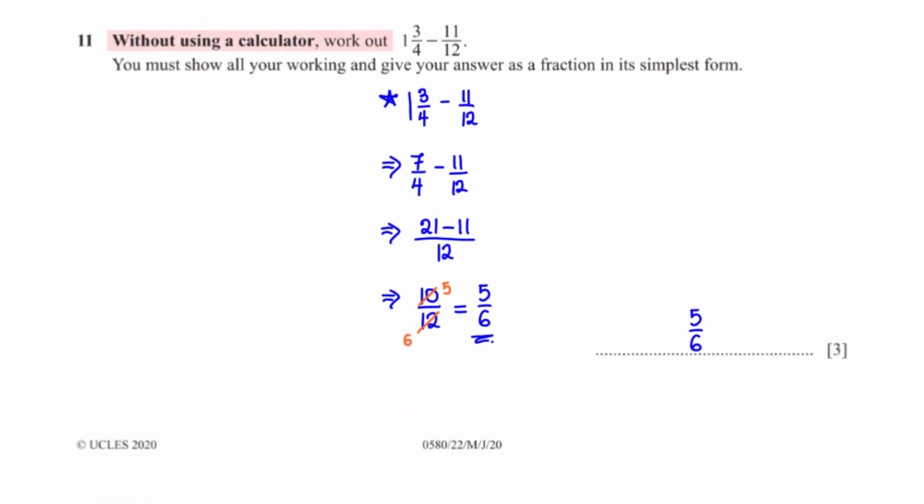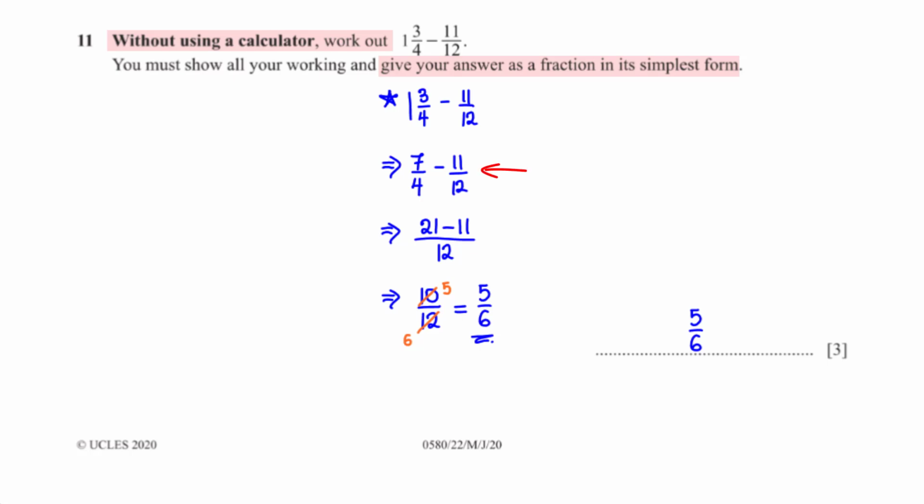Without using a calculator, work out 1 and 3/4 minus 11/12. You must show all your working and give your answer as a fraction in its simplest form. So first, we need to convert the mixed fraction 1 and 3/4 into an improper fraction. And so we have 4 times 1, which is 4, plus the numerator, which is 3, giving us 7. Then we divide it by 4.